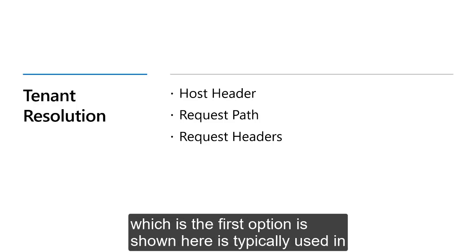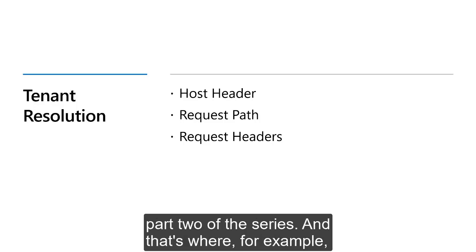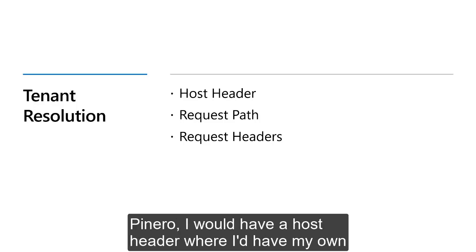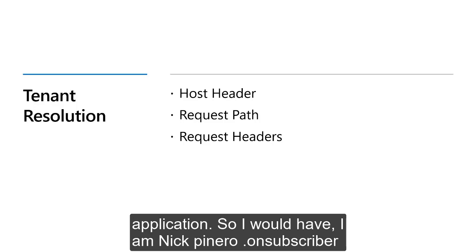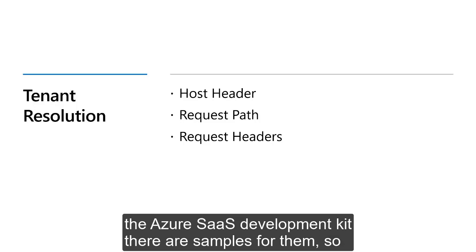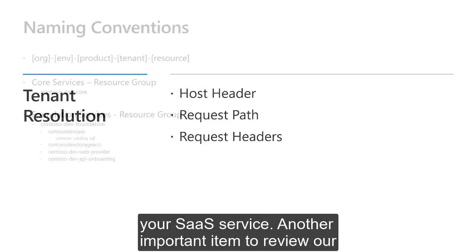Host headers, which is the first option shown here, is typically used in a single tenant, single app scenario that we discussed in part 2 of the series. And that's where, for example, rather than entering onsubscriber.com/I am Nick Pinheiro, I would have a host header where I'd have my own application. So I would have I am Nick Pinheiro.onsubscriber.com. Each one of these options is available in the Azure SaaS Development Kit. There are samples for them so that you can quickly get started using the appropriate one for your SaaS service.